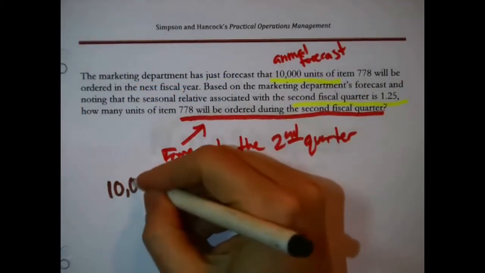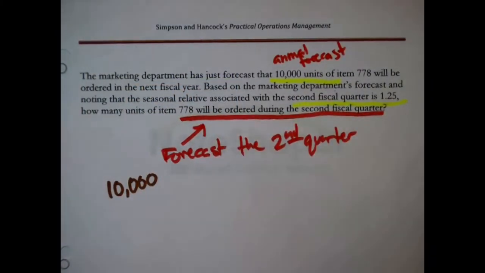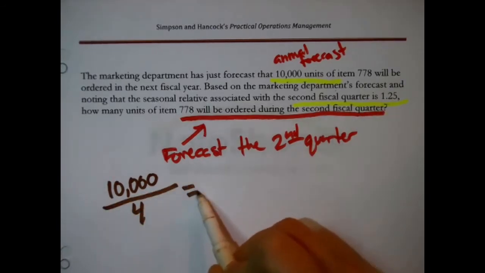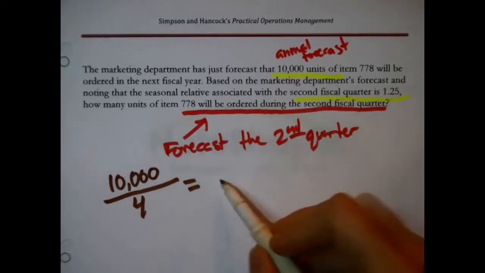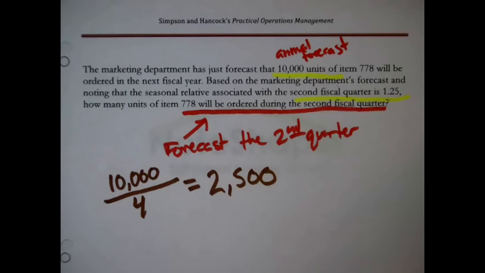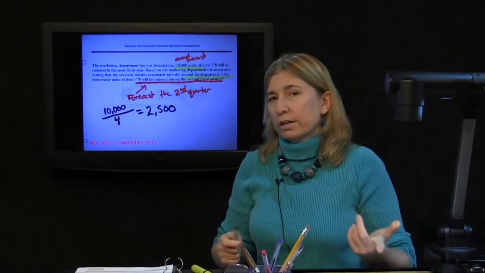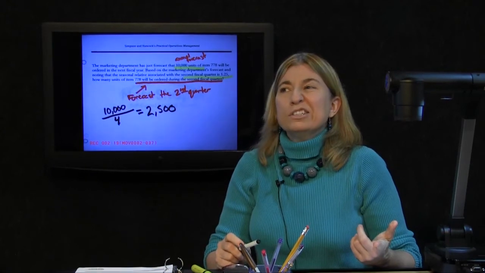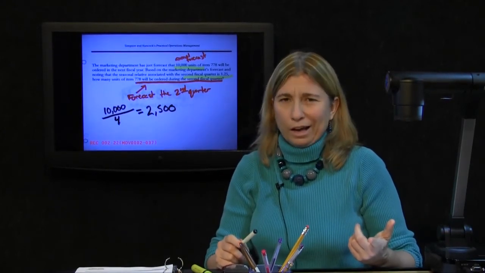We have a forecast that 10,000 will be ordered over the course of the year. That's the annual forecast. I ask myself, how many seasons are there in this year? Well, if we're talking about quarters, this is a case where there's 4 seasons, right? 4 quarters. All right, so I divide 4 into 10,000, and I get 2,500. That is known as a deseasonalized forecast.